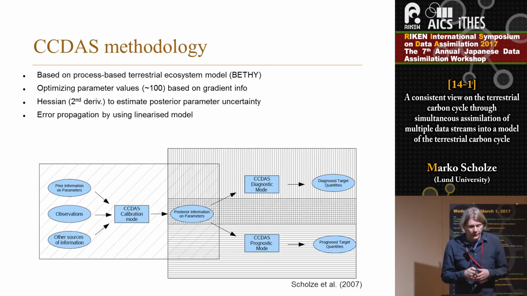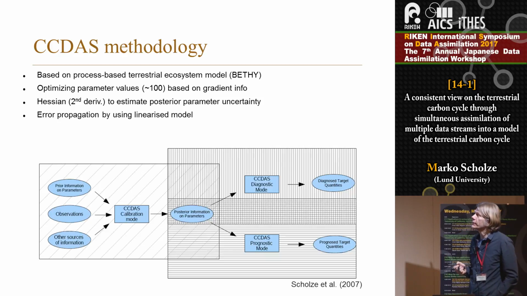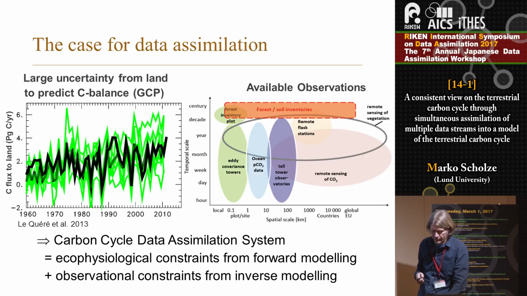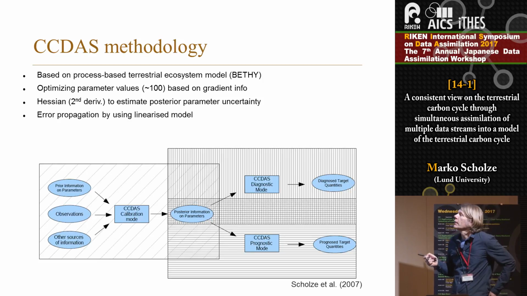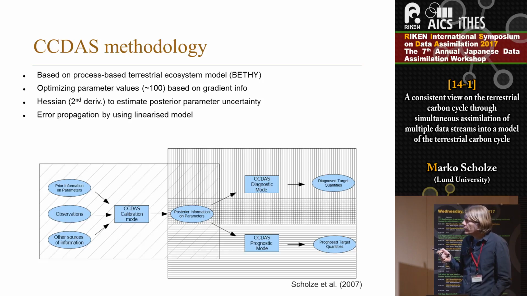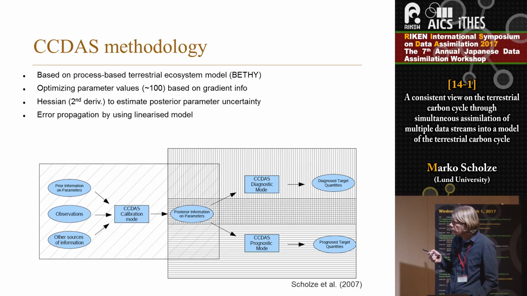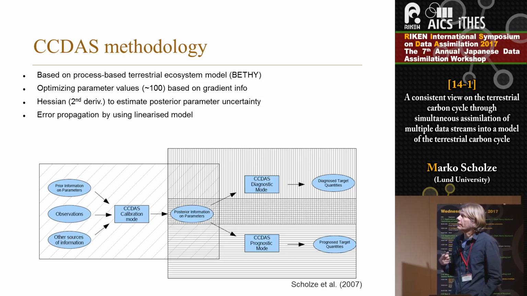So how does the method work? The CCDAS, carbon cycle data assimilation system methodology. The system I'm using is based on a process-based terrestrial ecosystem model. So going back, it's one of these lines here. It's called BETHY. The model has many parameters, but in the system we're optimizing about 100 parameters based on information about the gradient of the model, which is then calculated through the adjoint model. So we have the adjoint of the BETHY model.